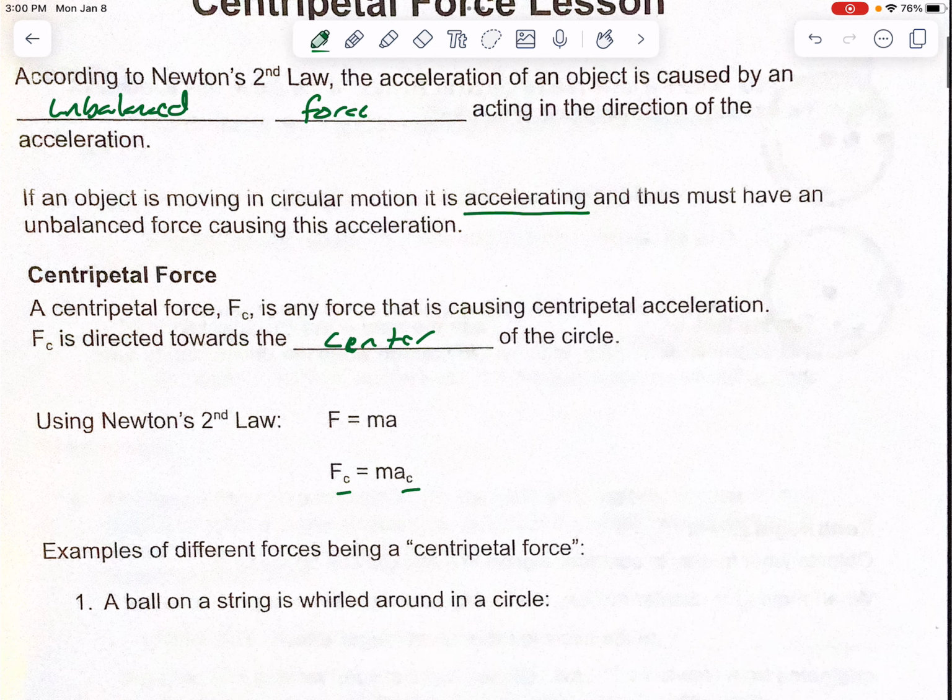So if acceleration is pointing one way, let's just say this is our circular motion, and our acceleration is pointing towards the center. If Ac and Fc are in the same equation, that means force also has to be pointed towards the center. That's one way to remember it: if they're in the same equation, they're going the same way.